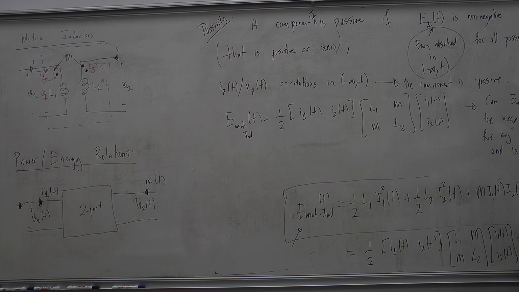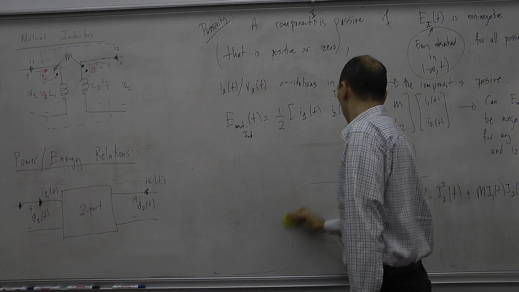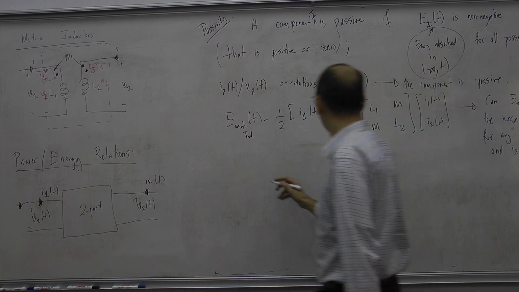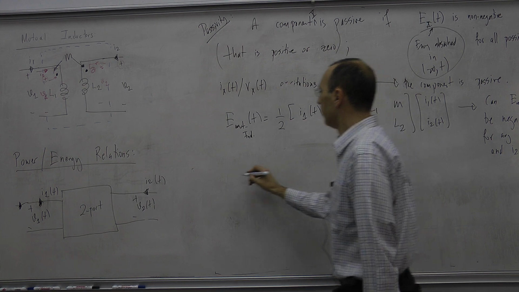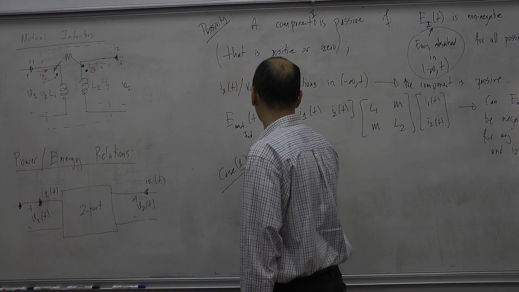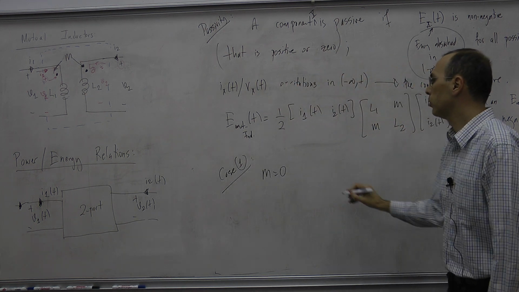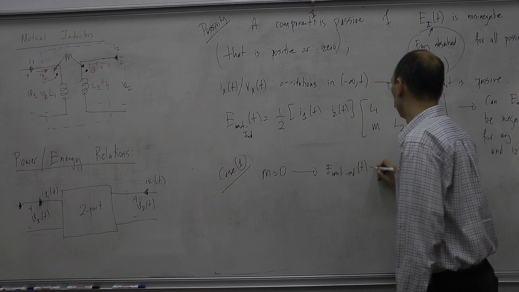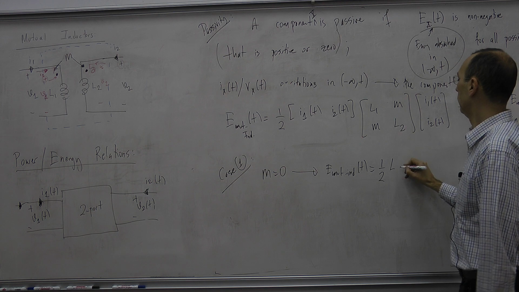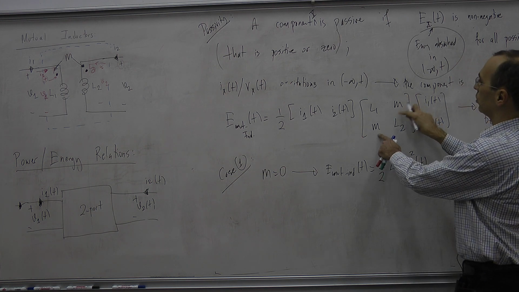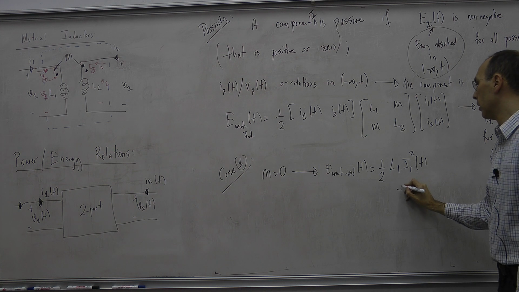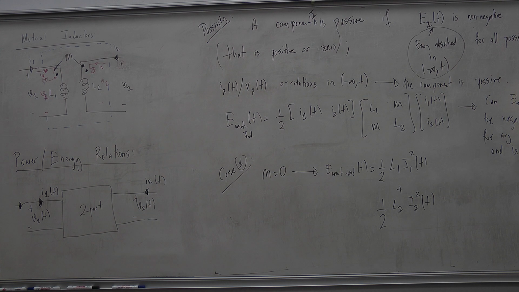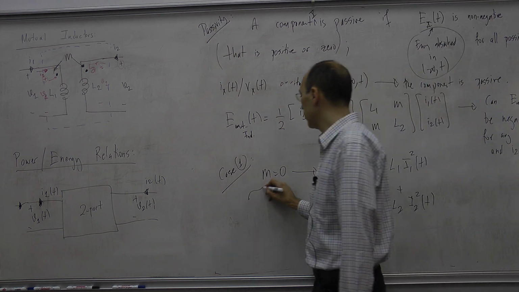Well, we need some linear algebra results for this, but let me say something about it. For example, case 1: let's say that M is equal to 0. When M is equal to 0, there is no mutual coupling. The energy of the mutual inductor is 1/2 L1 I1 squared t, because you get a diagonal matrix, plus 1/2 L2 I2 squared t. So case number 1: the mutual inductance is equal to 0.